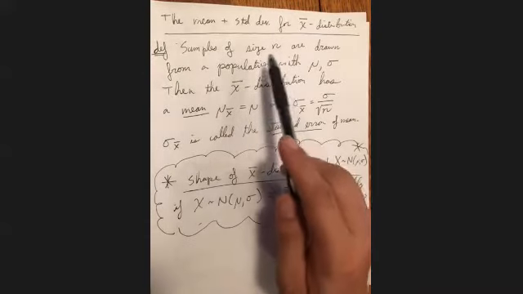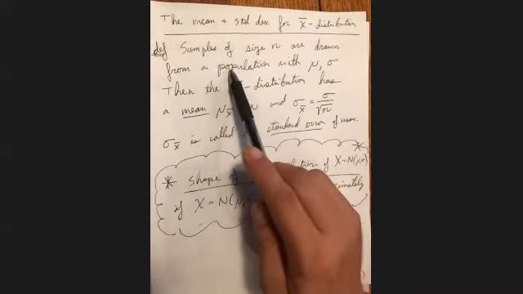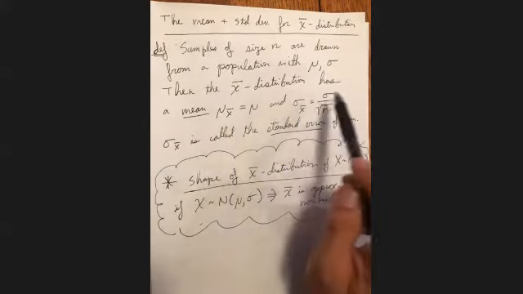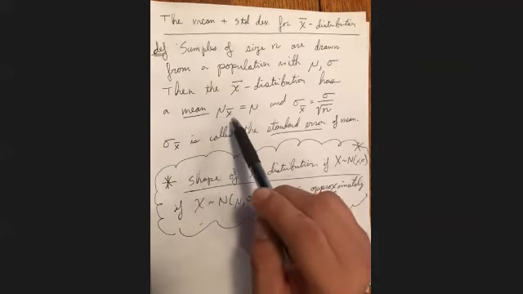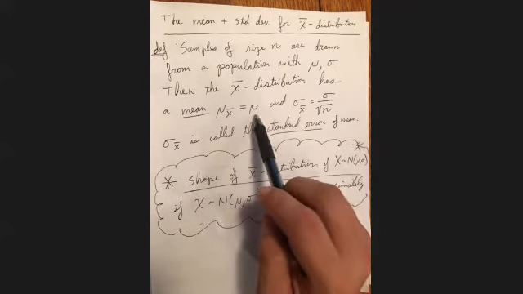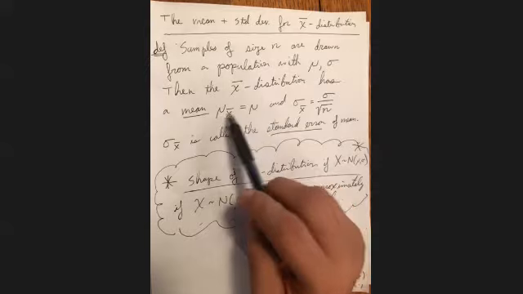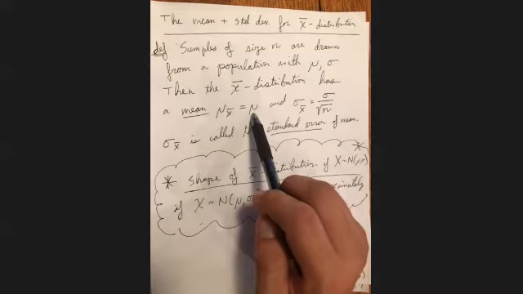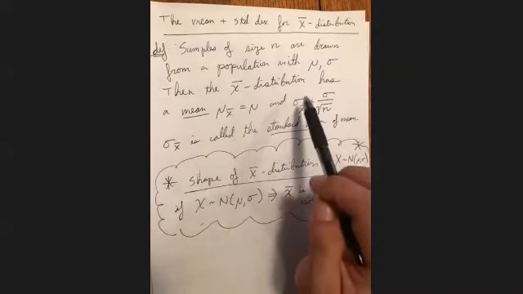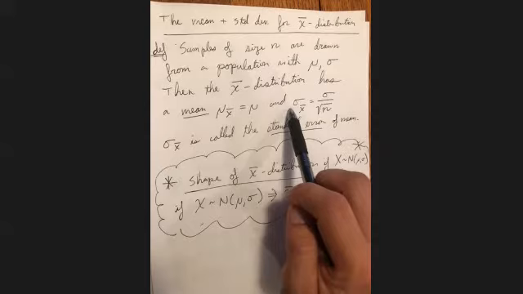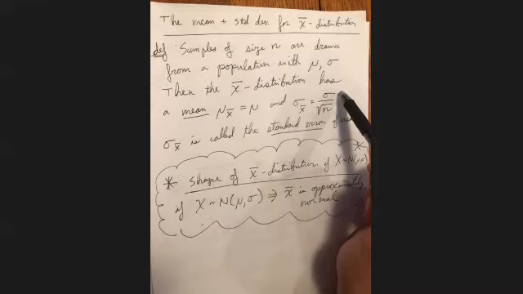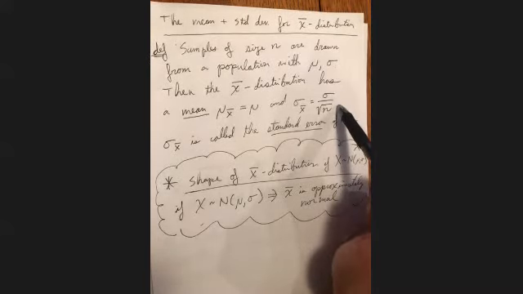So if we have samples of a fixed size, lowercase n, and they're all drawn from a population with a mean mu and a standard deviation sigma, then the X bar distribution has a mean mu sub X bar, which happens to be equal to the mean of this population. So the mean of the sampling distribution is the same as the mean of the population. That's pretty magical. The standard deviation of the sampling distribution, which I'm calling here sigma sub X bar, is equal to the standard deviation of the population divided by the square root of the sample size.